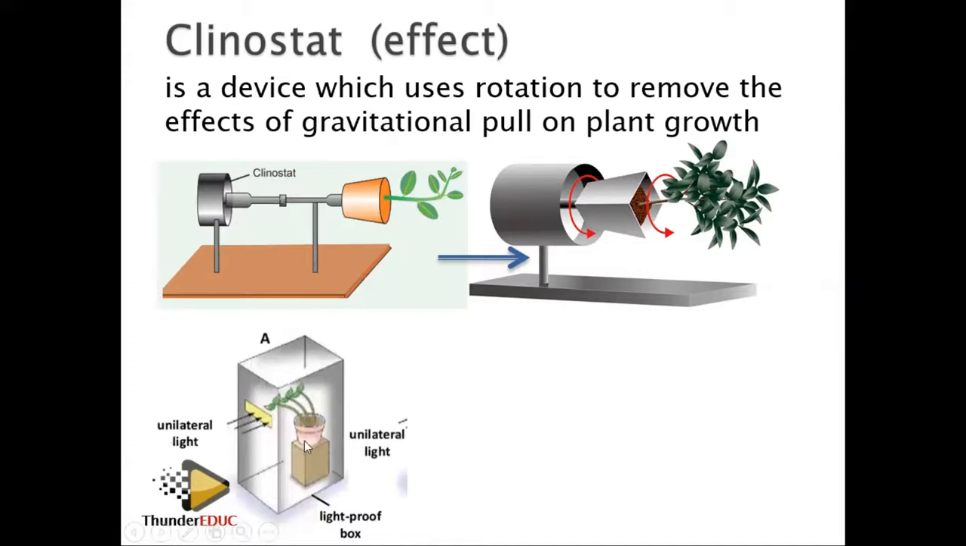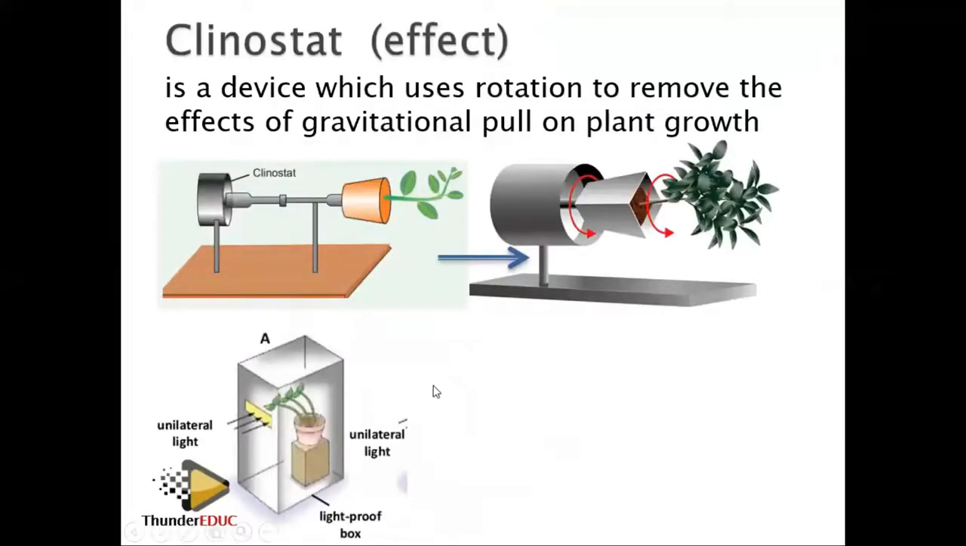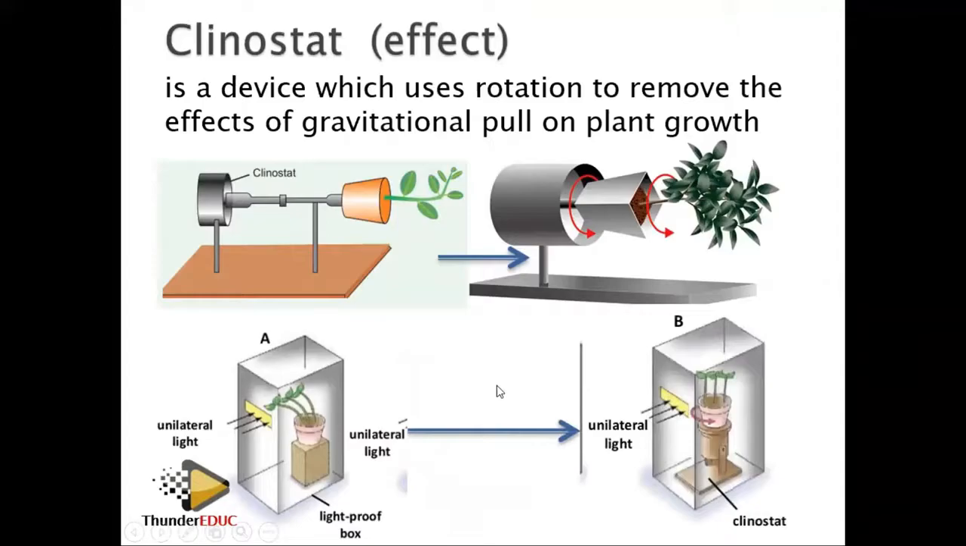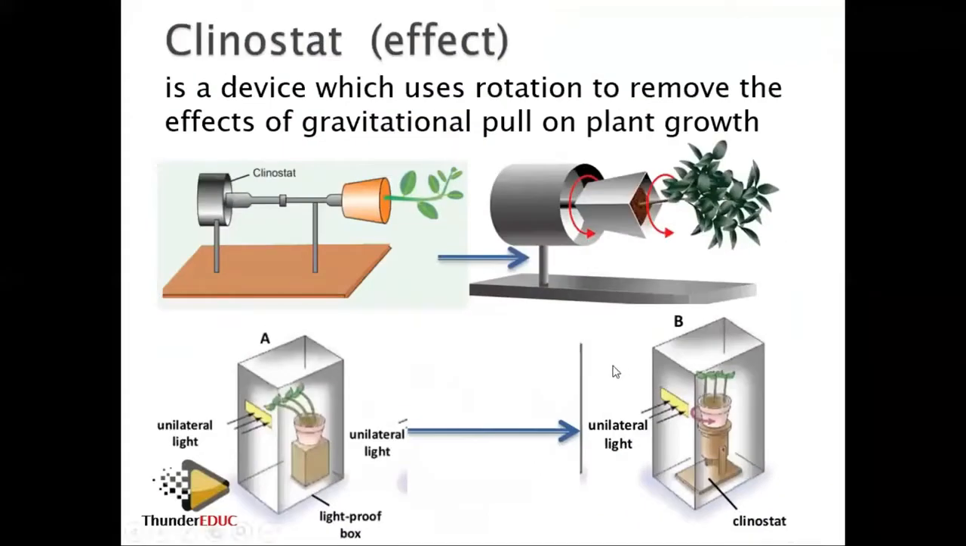Here you have the pot. It is growing towards the source of light. There is no clinostat at all. But now, if you introduce a clinostat, you'll find out that this clinostat starts to rotate. When it rotates, there will be equal distribution of auxins on the shoot, and even if light is coming from a single direction, still the plant will grow equally. Why? Because there is equal distribution of these auxins.